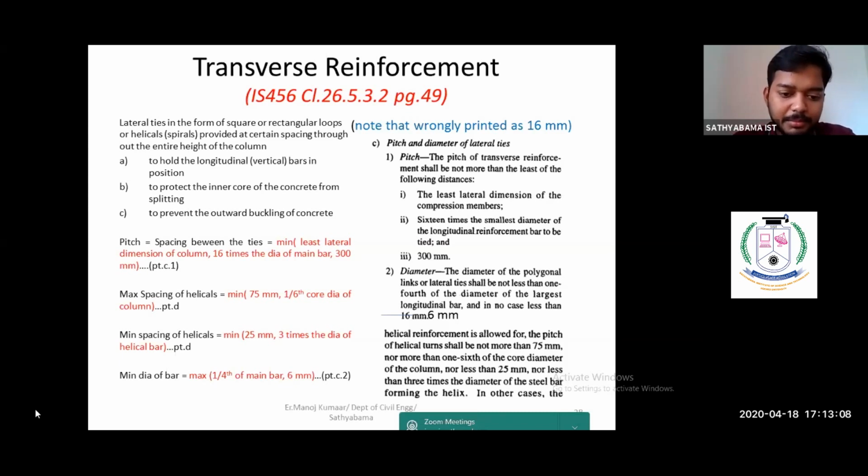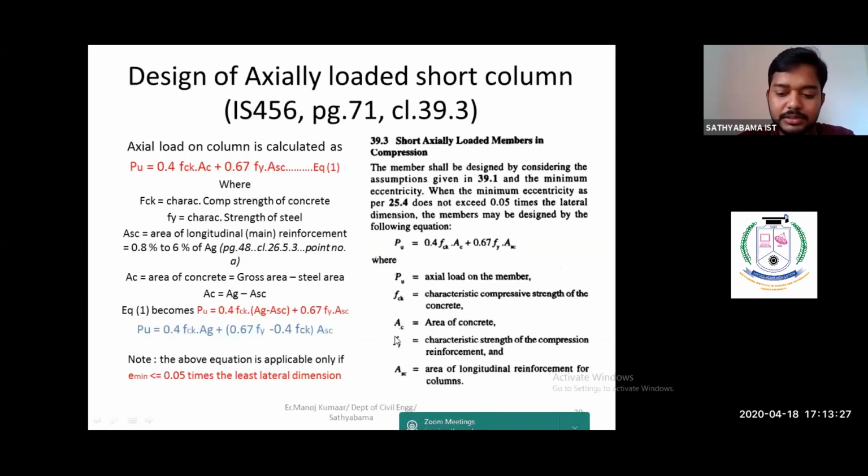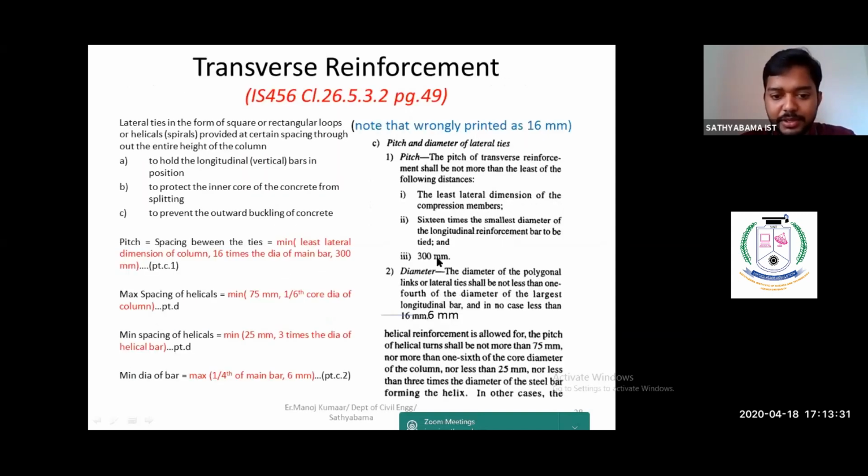And the minimum diameter of the helical bar is the maximum of 1/4 of the main bar. If you are using a 12 mm dia bar, it should be divided by 4, and another value is 6 mm. In your code book, it is wrongly printed as 16 mm, and this is discussed on page number 49, clause 26.5.3.2, point number C2. You strike out this value 16 mm and write 6 mm.